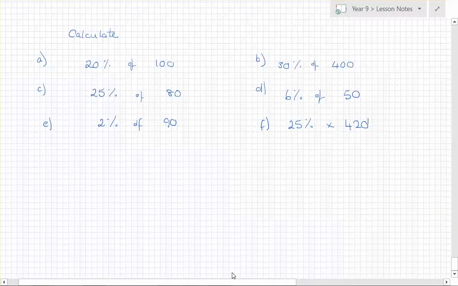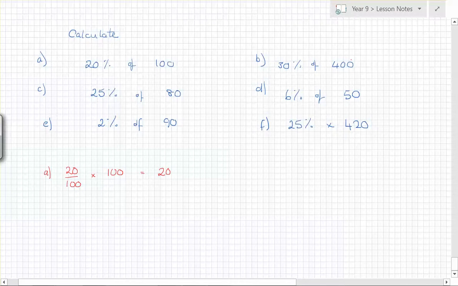The easiest one of the lot, 20% of 100. So it's 20 over 100 times 100, and the answer is 20. That leaves you with the conclusion that any percentage of 100 is that number. So 25% of 100 is 25, 7% of 100 is 7, 8% of 100 is 8.